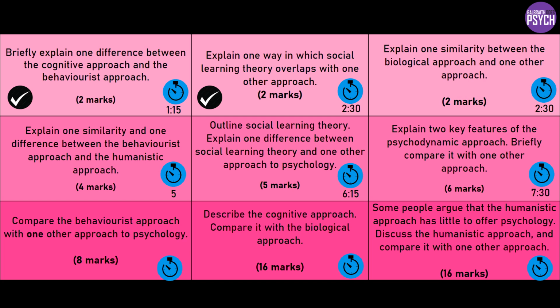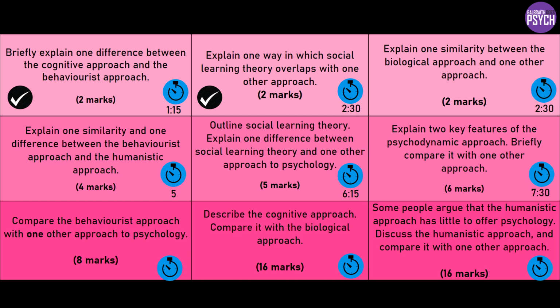One similarity between the biological and the behaviorist approach is their emphasis on the scientific method. The biological approach uses controlled objective measures such as brain scans, and the behaviorist approach relies on controlled lab studies. There you go. I suppose you could give the example of Pavlov or Skinner's research if you really wanted to, but it's only 2 marks.